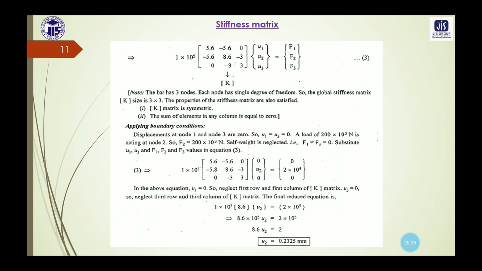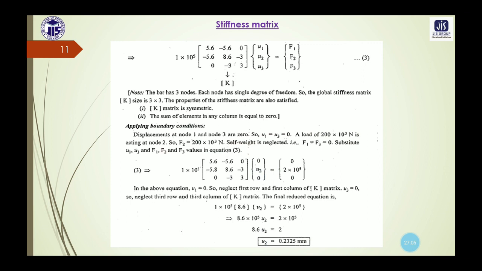Now in this above equation, as u1 is 0, that means we can neglect the first row and first column of the stiffness matrix. Again u3 is 0, so we can neglect the third row and the third column of the global stiffness matrix. So the final reduced equation we can write as 1 into 10 to the power 5 multiplied by 8.6 into u2 equals 2 into 10 to the power 5.